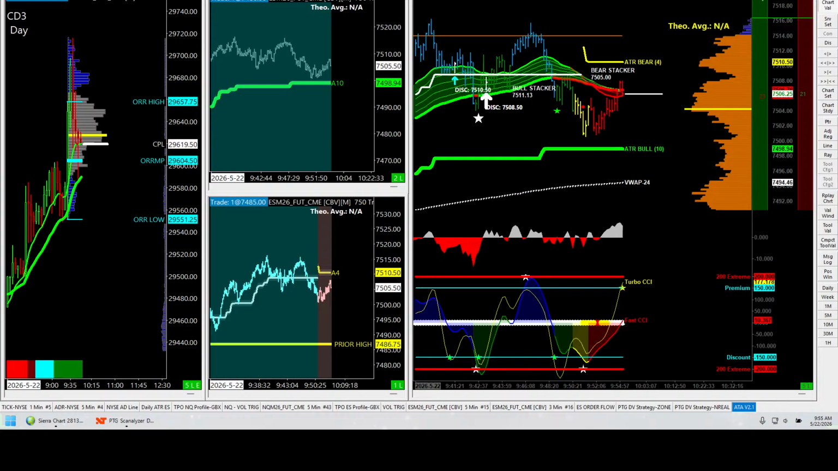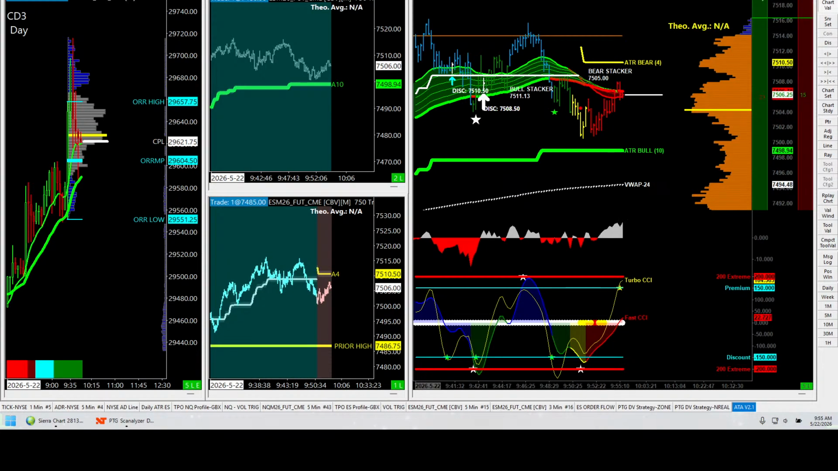NQ holding midpoint opening. Same for the ES on the pullback here.